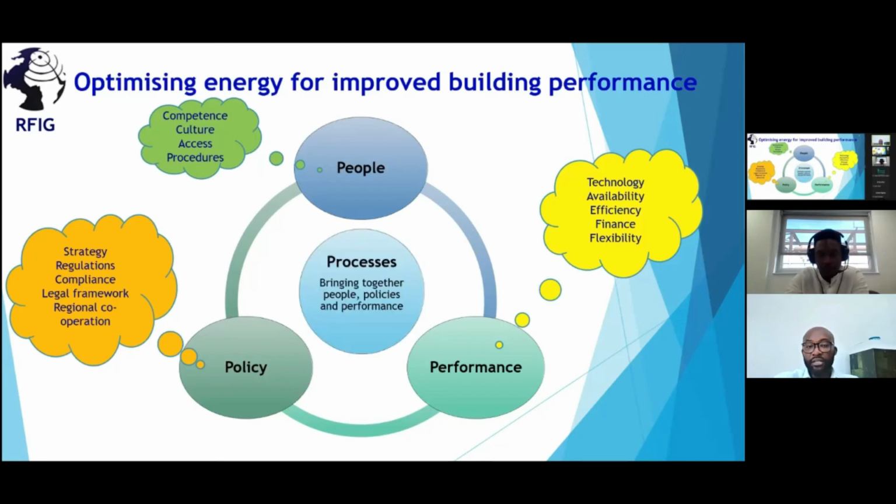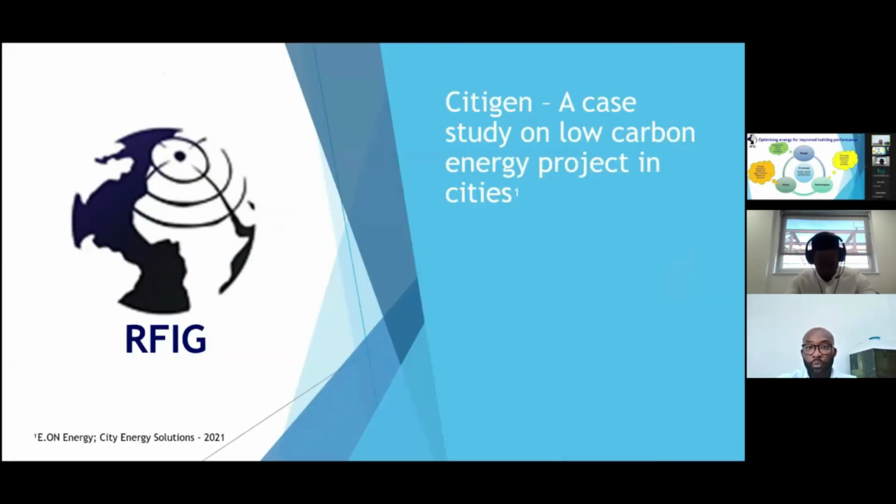And then finally, the final P is all to do with process. And this brings it all together because it enables people, it enables performance and policies, and it results in optimization. And that's one way in which we can optimize energy for improved building performance. There are many ways, but we're just covering these few as a point of discussion. What we'll do next is Lecky will just share a case study using a low carbon example for site managers.